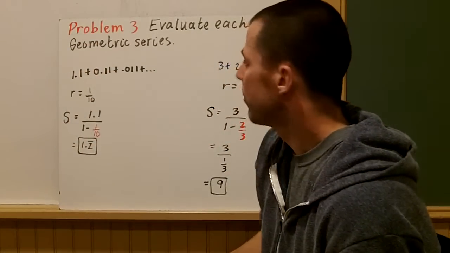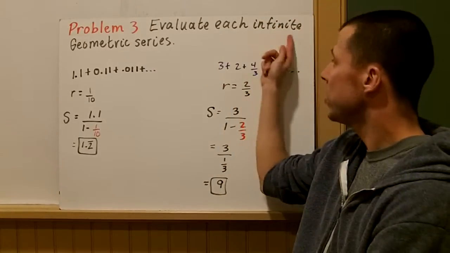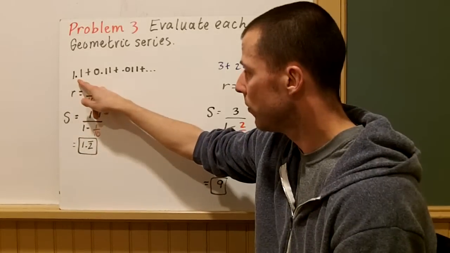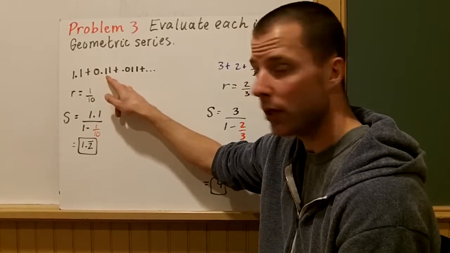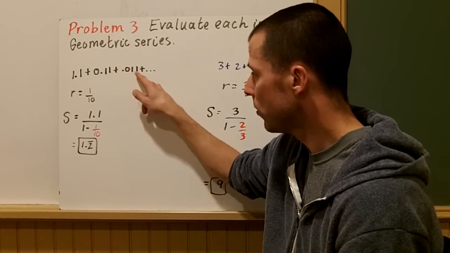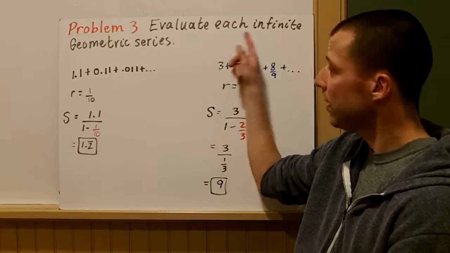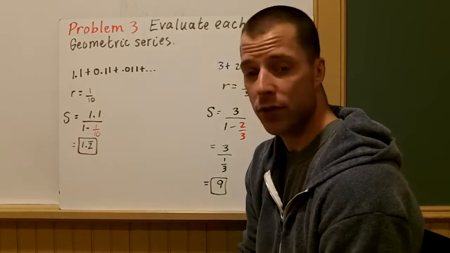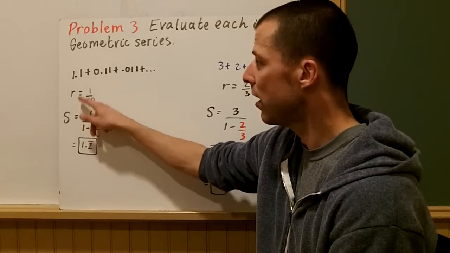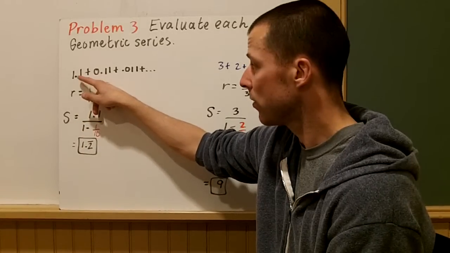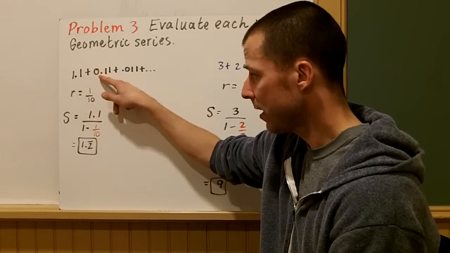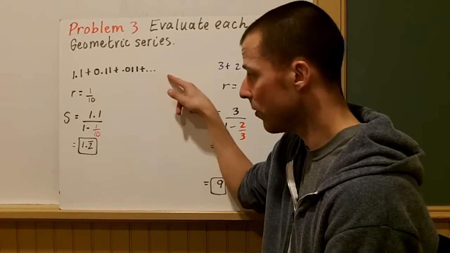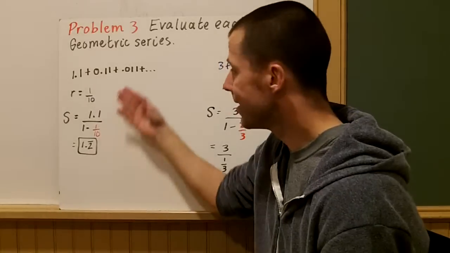Problem number 3. Evaluate each infinite geometric series. So our first series is 1.1 plus 0.11 plus 0.011 plus dot dot dot. Infinite geometric series. First, I'm going to see if it converges or diverges. So I know that R is equal to a tenth. Okay, we multiply this term by a tenth to get 0.11. 0.11 times a tenth gives you 0.011, and so on. This converges. This is infinite.